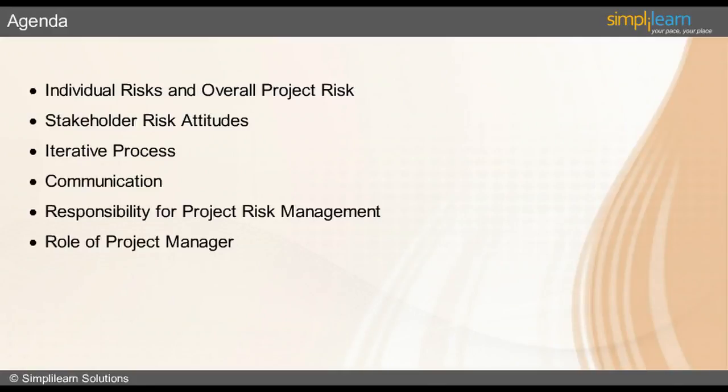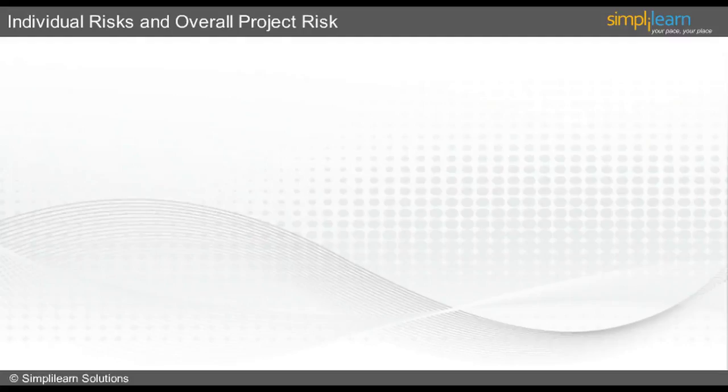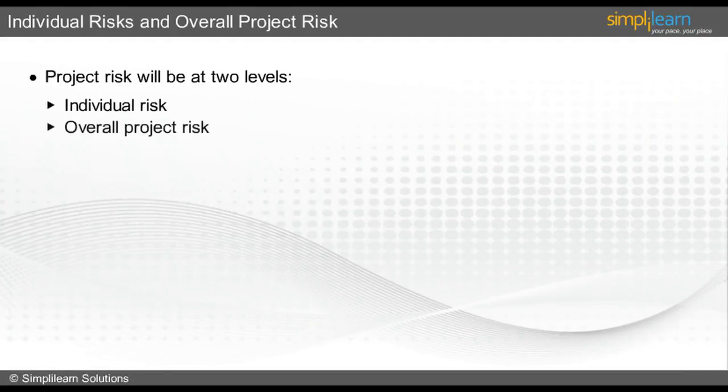The project risk is classified into two levels, namely individual risk and overall project risk. In the previous lesson, we defined the project risk as an uncertain event or a condition that has a positive or a negative effect on the project objectives. Understanding individual risk helps in overcoming the project-related risk and makes the project a success.